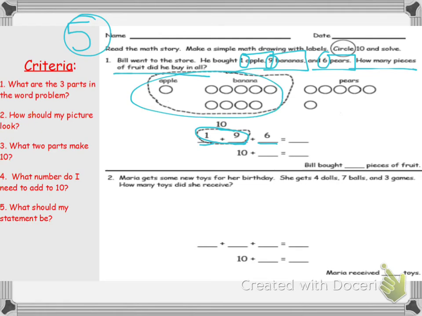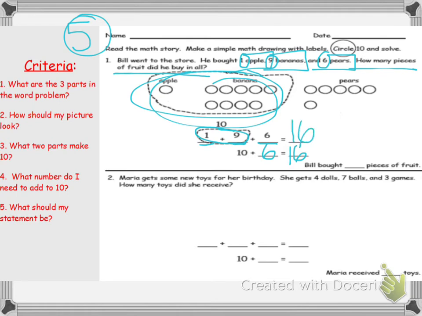Now, what number do I need to add to 10? Well, I need to add the number that's left, which is 6. So I have to add 6 to 10. So we're putting 6 right here. So now let's add that. 10 plus 6. What is 10 plus 6? 10 plus 6 equals 16. We also can say 10, 11, 12, 13, 14, 15, 16. So we know that 10 plus 6 equals 16. So that means 1 plus 9 plus 6 equals 16 as well.